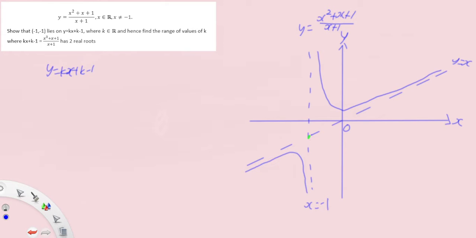And we notice that k is the coefficient of x, which means that it is the gradient of this particular line. So this question is reworded from finding the range of values of k to what is the range of values of the gradient such that this particular line kx plus k minus 1 that passes through minus 1 intersects the curve twice. That is how you can rephrase your question, and that's what you should be thinking.